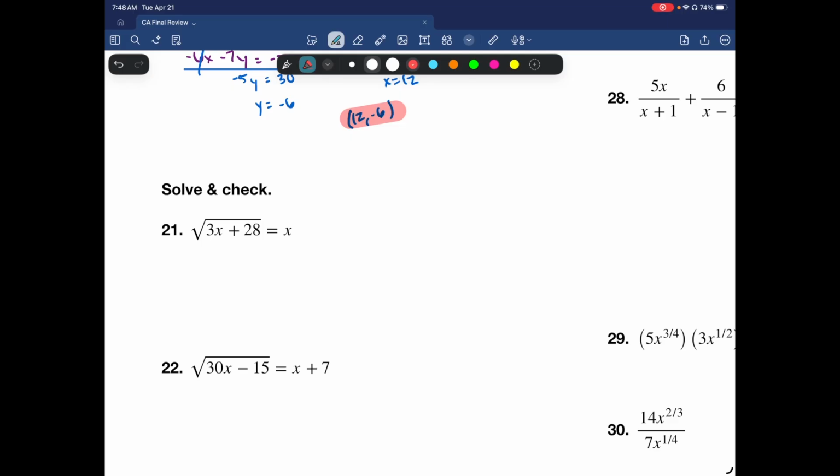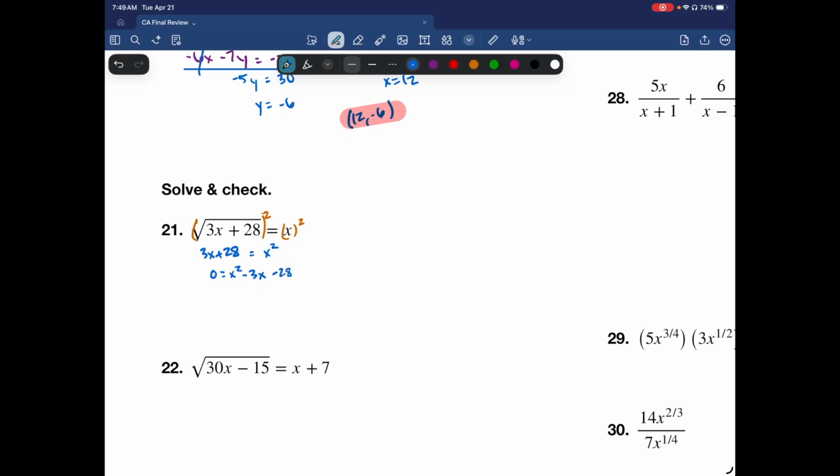Okay, on 21, 22, it says solve and check. So to solve for x here, I need to square both sides. And because I'm squaring both sides, I need to check my answers when I'm done to make sure they actually work. Because sometimes this is going to produce more than one answer, and not all of them are going to work. All right, so I'm going to square both of them. The square root's going to fall out. That leaves me with 3x plus 28 equals x squared. So I'll get everything to the same side. So it's going to be 0 equals x squared minus 3x minus 28.